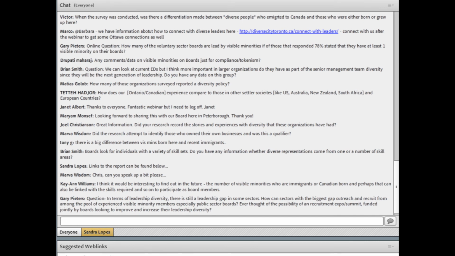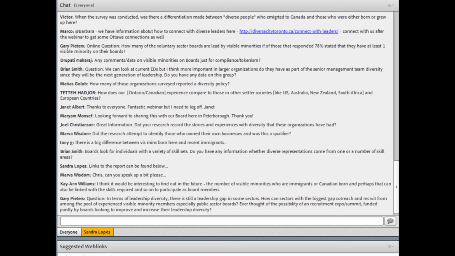Thank you. One of the interesting outcomes of research, I always think, should get us to think a little deeper, but it also should lead to some action and ideas. So we have a very interesting idea coming from Gary Peters, hello Gary, who suggests that maybe someone should organize a recruitment summit to bridge the gap between those organizations who have the lowest representation and diversity on their boards and candidates, sort of like a candidate summit.